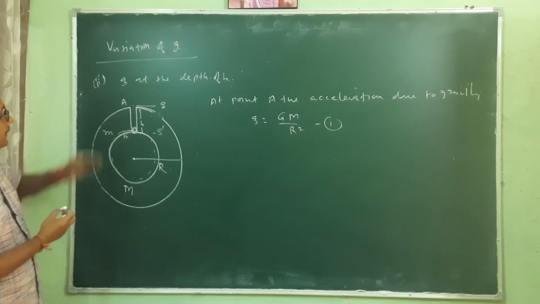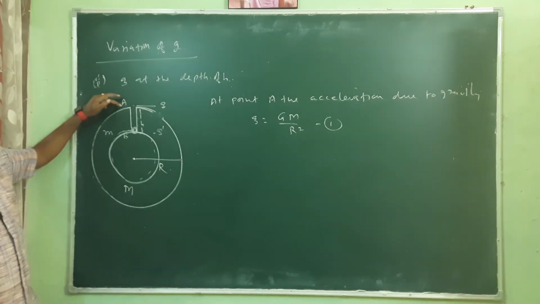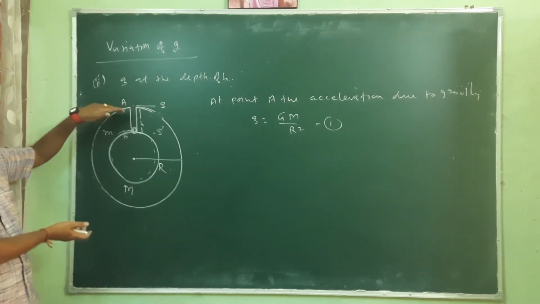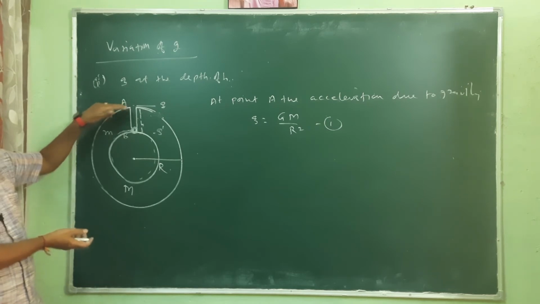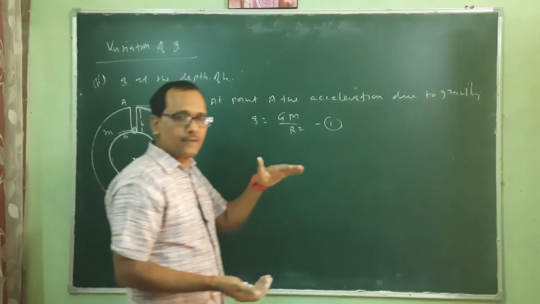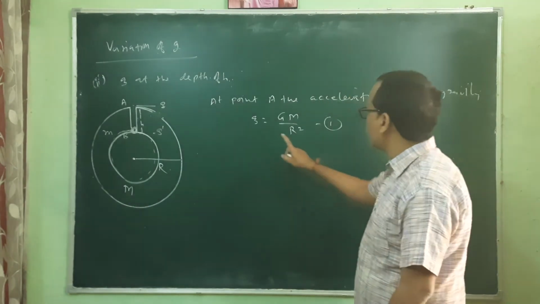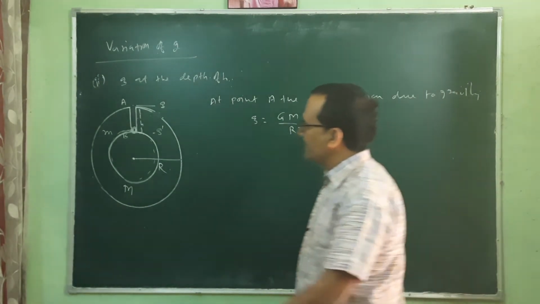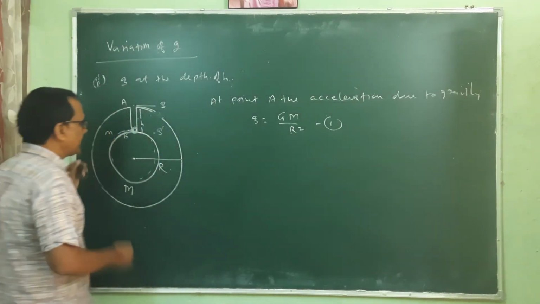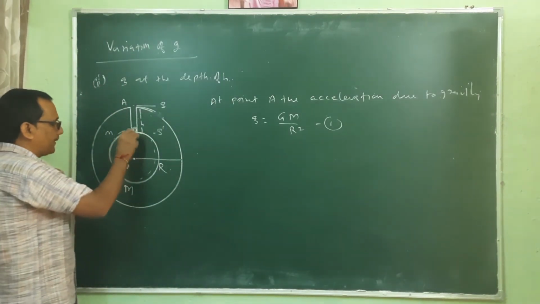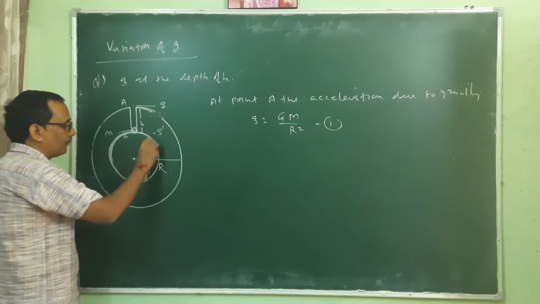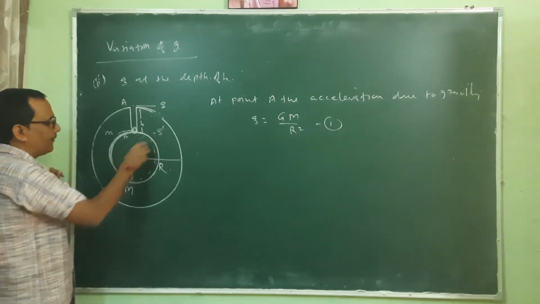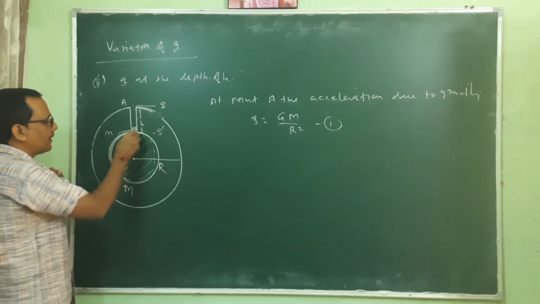Because at that surface, at point A, the effect of the complete Earth is there. And we calculate this as g, that is equivalent to GM by R square. But inside the depth of h, the effect of this part will be calculated. So first of all, we have to calculate the mass of this part.